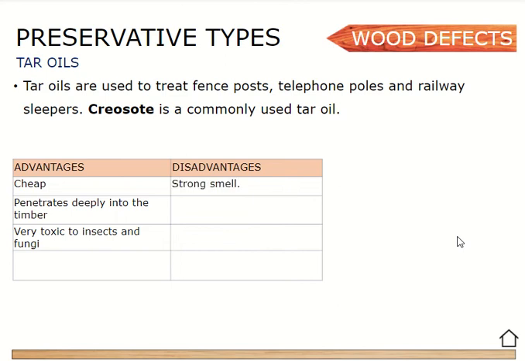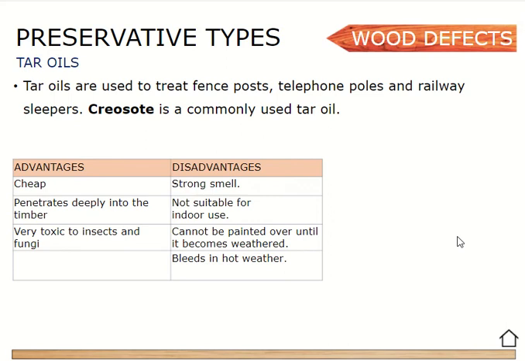Disadvantages: there's a strong smell of it. It's just tar at the end of the day. It's not suitable for indoor use because of the smell, and it's toxic. It cannot be painted over until it becomes really, really well weathered. And then finally, it bleeds in hot weather. So basically, if you ever see the road, if it's really, really warm in the summertime, sometimes you can see the tar on the road actually melting in places.